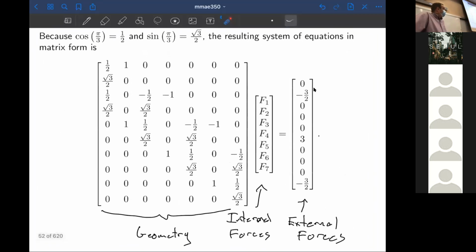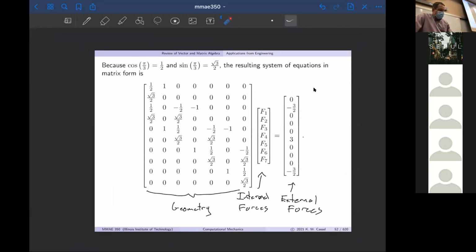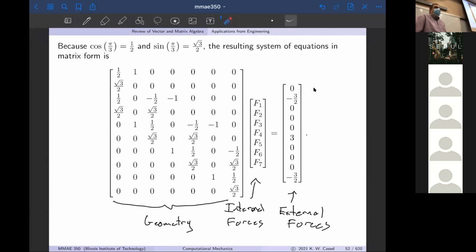External forces all go into B. So what that says is, if I'm analyzing a structure, such as in this case, a truss, I can take the same truss and I can change the external forces simply by changing B.